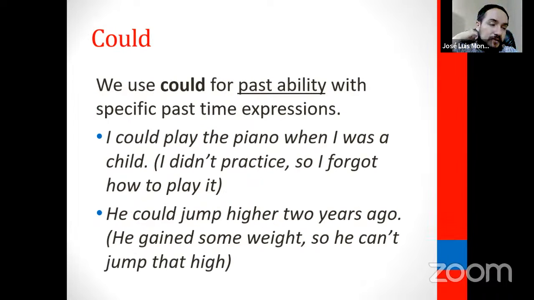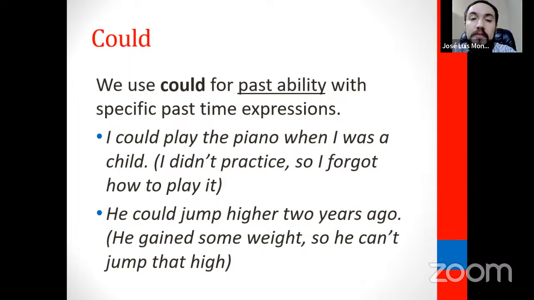Then you have could. Could very easily can be identified as the past of can, right? That's pretty simple. Could, in this case, is the past of can. We know that could has different meanings. We're not going to take a look at those meanings now. Why? Because they are not related to ability. They are related to possibility. Okay, so that being the case, could, we use could for past ability with a specific past time expressions.